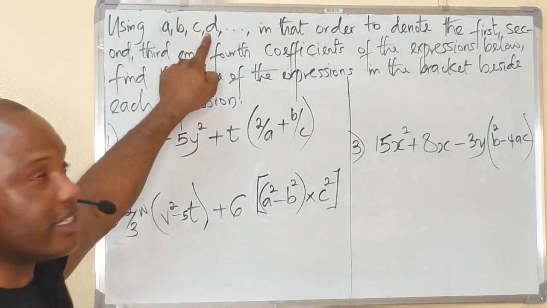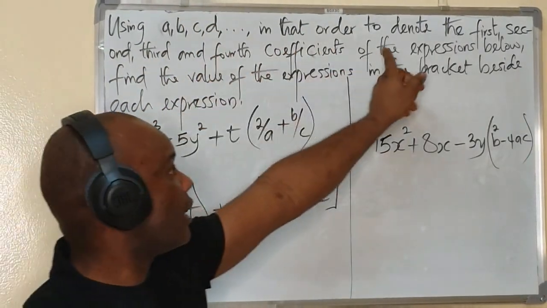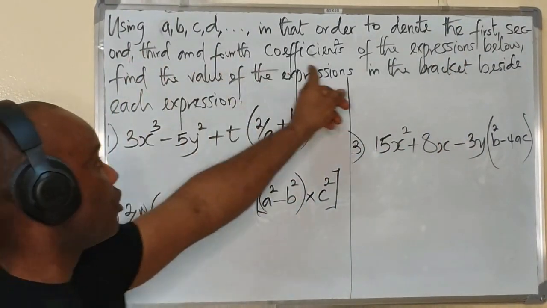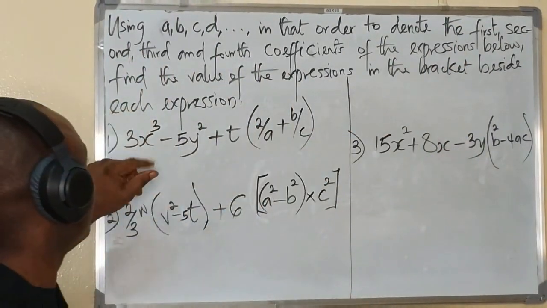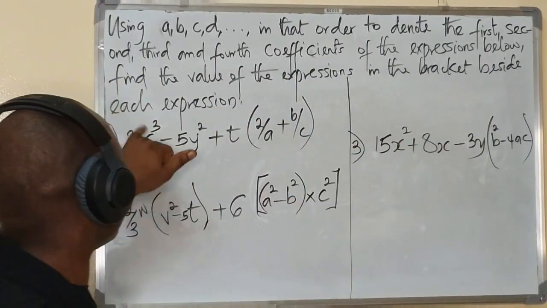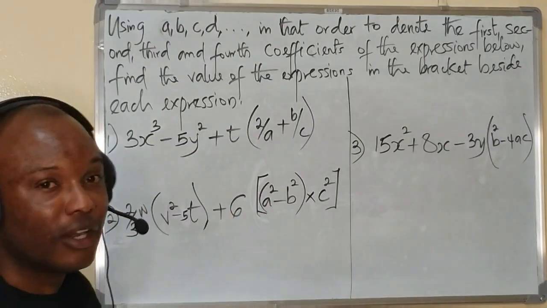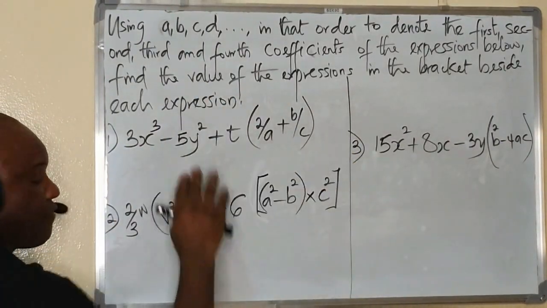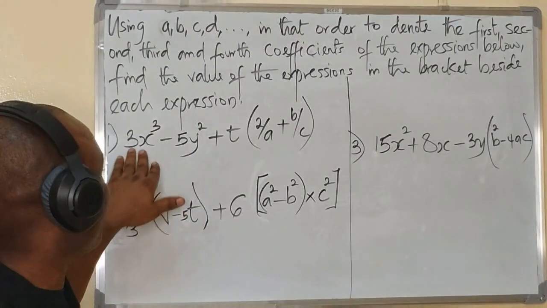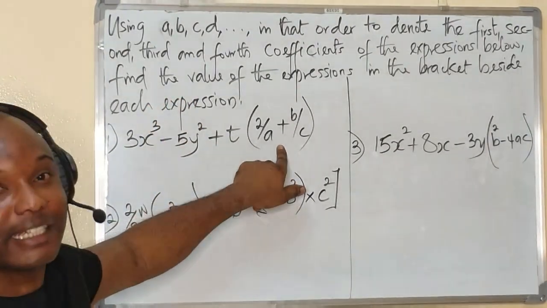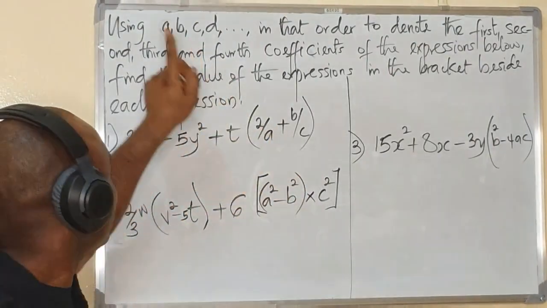Using A, B, C, D in that order to denote the first, second, third, and fourth coefficients of the expressions below, find the value of the expressions in the bracket beside each expression. Alright, here we have three different expressions that we need to find their coefficients and use their coefficients to simplify the expressions in the bracket.